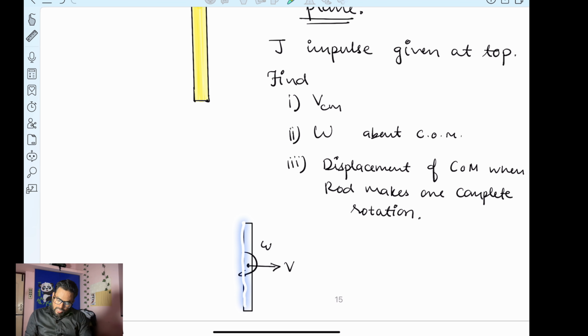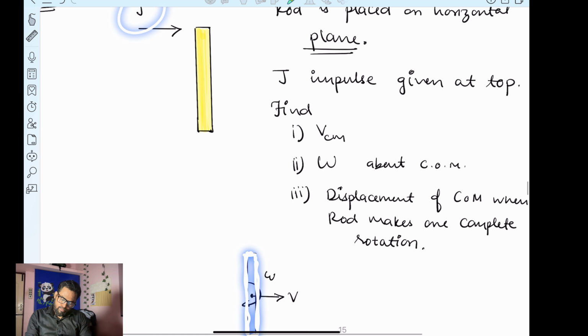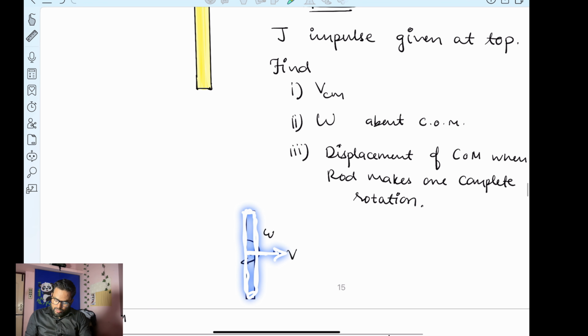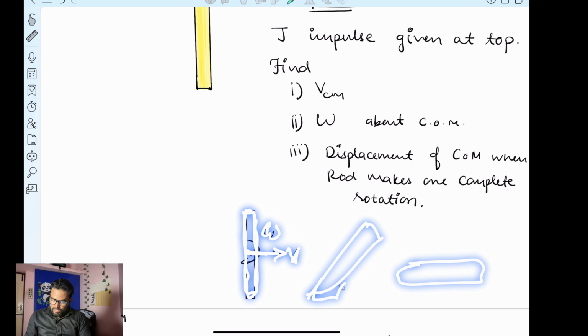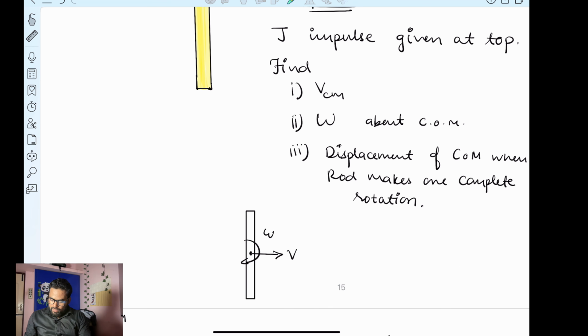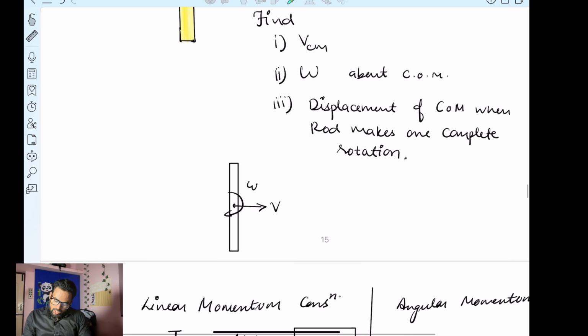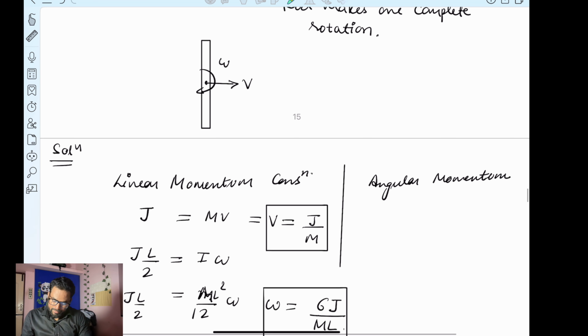So after some time, when the rod gets this impulse, it would have two things. The center would move forward with v, as well as it would rotate also. So it would go something like this, then after something like this, then after something like this it would rotate. Okay, like this. So a kind of rotation is happening.